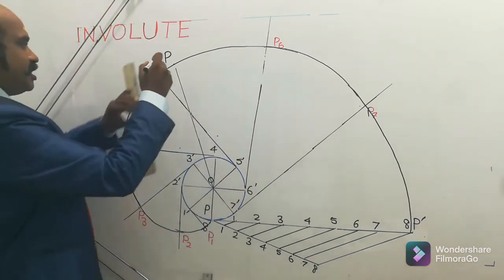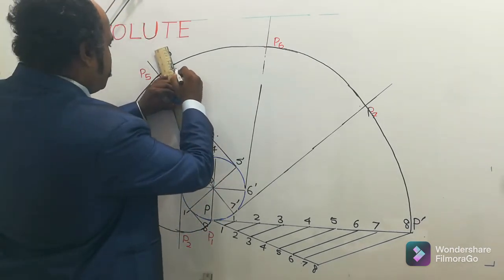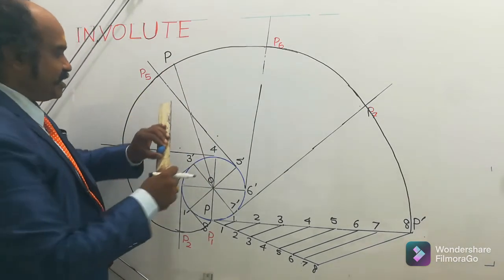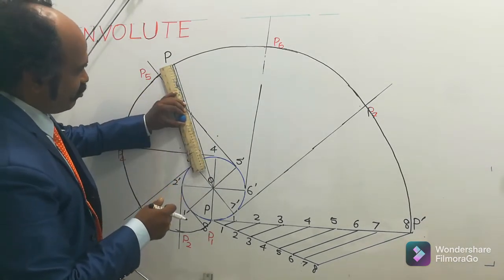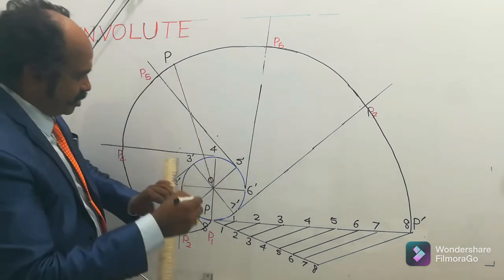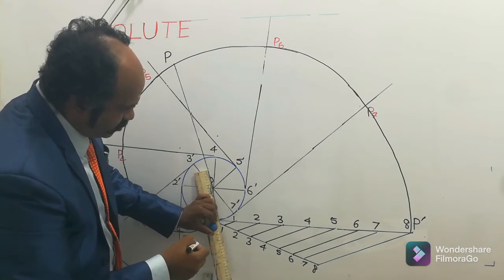Okay, so this point, join P and O of the circle, measure the distance using a scale. See how much it is in length. That is the OP distance, measured. OP distance is measured.